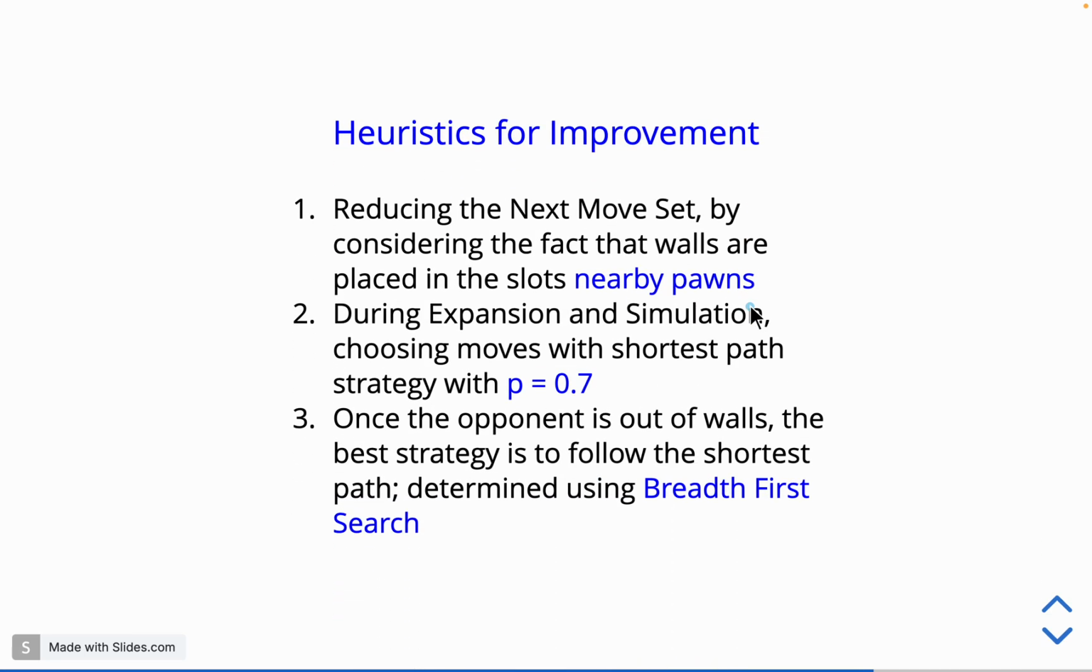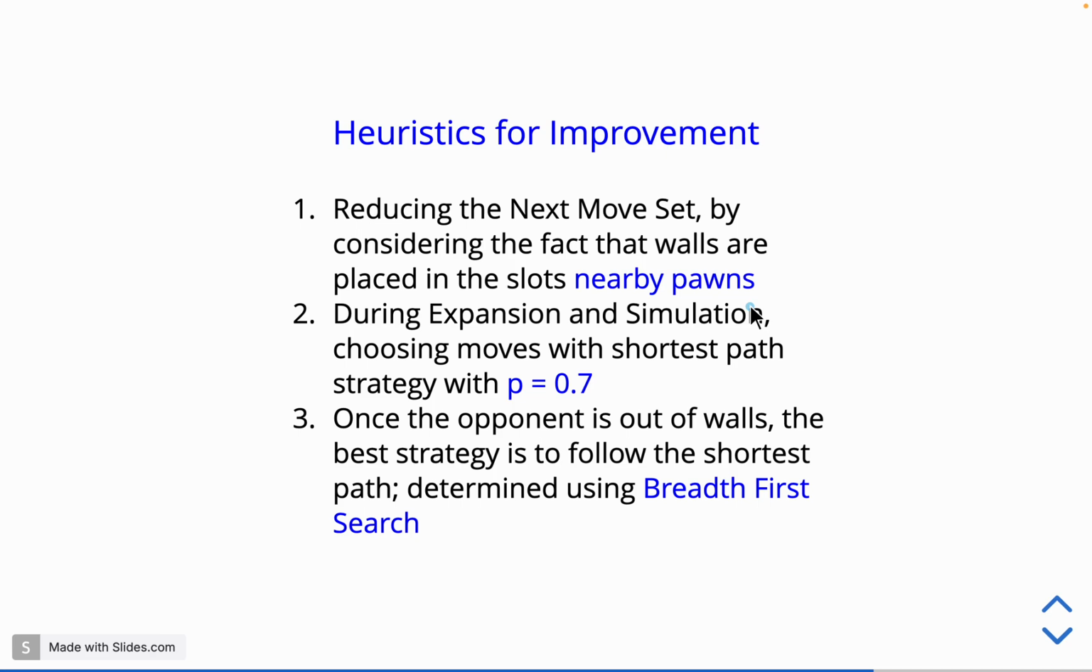Some of these heuristics are reducing the next move step set by considering the fact that walls are placed generally near pawns to obstruct the opponent or to help our pawn to move further. During expansion and simulation, we choose moves with shortest path strategy. So shortest path strategy is basically we follow the path that is shortest and leads to winning the last row of the game with probability 0.7, and with the other 0.3 probability we use the regular strategy.